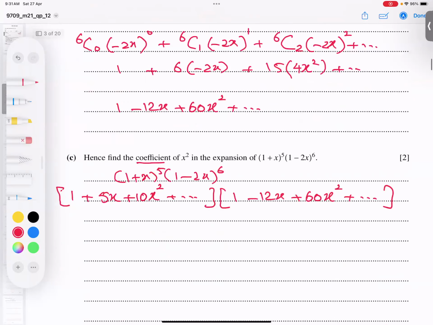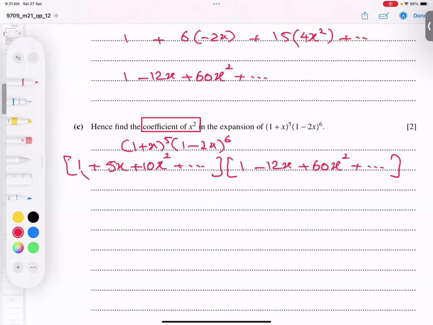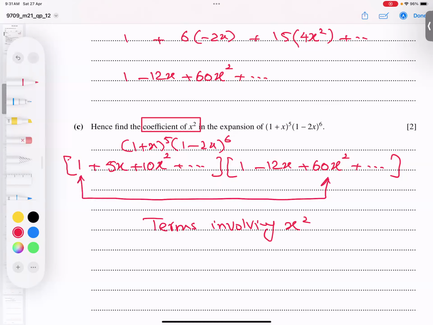Now he's asking for the x square coefficient, that is our target. It means in the product. So why waste your time? No need to multiply everything every time. Just see terms involving x to power 2. If this multiplies with this, I get 1, no need. This multiplied with this, I get x, no need. This multiplied with this, I get x squared. So this term multiplied with this term, I will get, make sure about the sign, plus 60x to power 2.